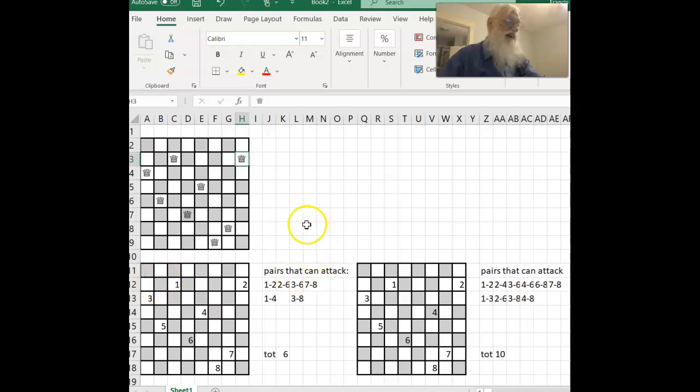I don't have a horizontal example there. I didn't put one in. But basically, if there were a queen anywhere here, this queen could take it.